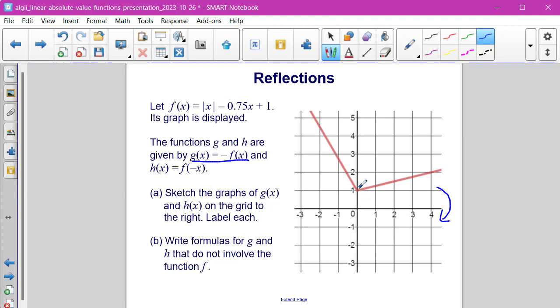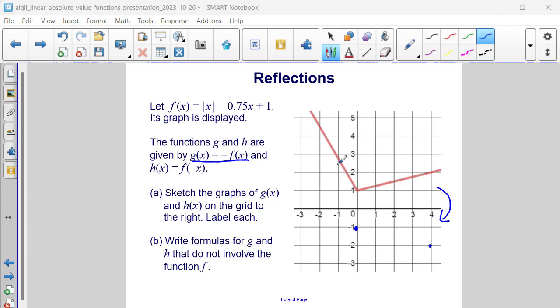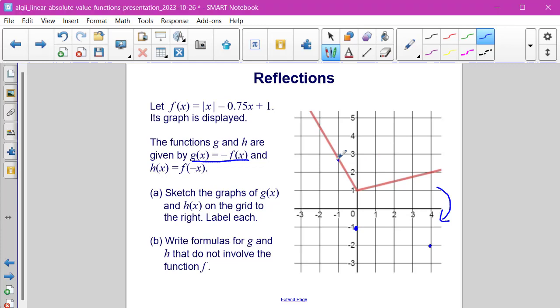So the original point that's a vertex at 0, 1 is going to end up being at 0, -1. And this point at 4, 2 will be at 4, -2. And then this point that's at -1, 2 3/4, or 2 75/100 is going to go down to -2 75/100, or -2 3/4 down here. So our graph of g of x is going to look something like this. So we have g of x.